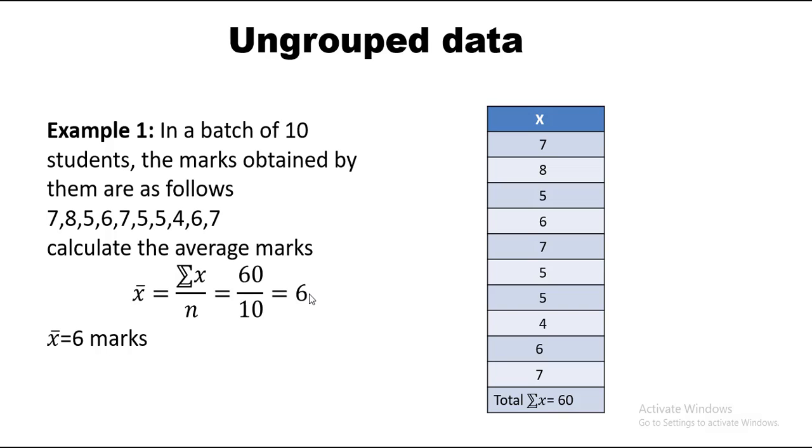So for that type of data, what we are going to do is add all these values and divide it by the total number of values, so that after that we'll get the mean value, that is 6 in this case.